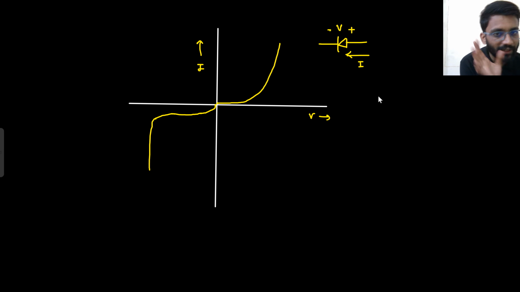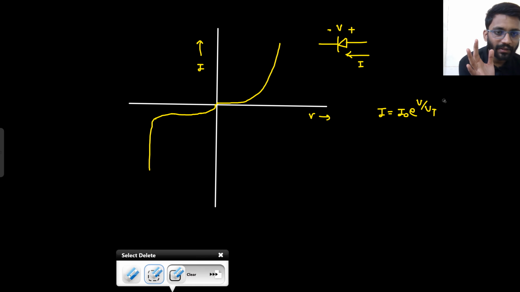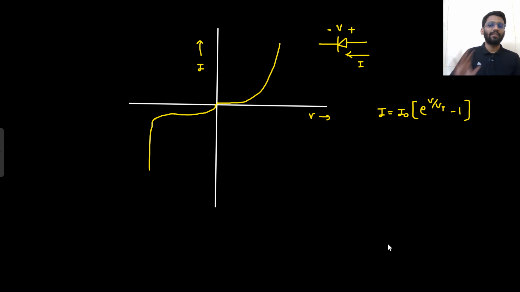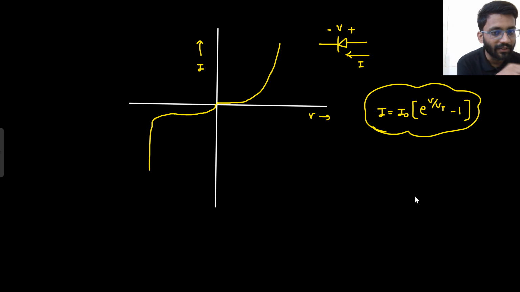Now for the complete curve, they have given only one relation, that is I naught e to the power V upon Vt minus 1. So what you need to consider? No matter how much current is flowing there, this equation will always be considered.